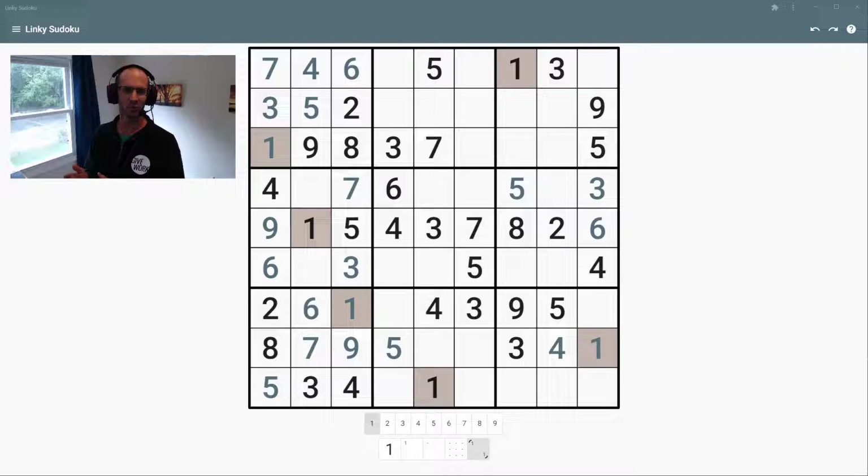Hey, it's been a little while since doing a live Sudoku. This one was posted by someone on Sudoku who said, "Please, I've given up." And they just had a photo of this. They were doing it on paper.